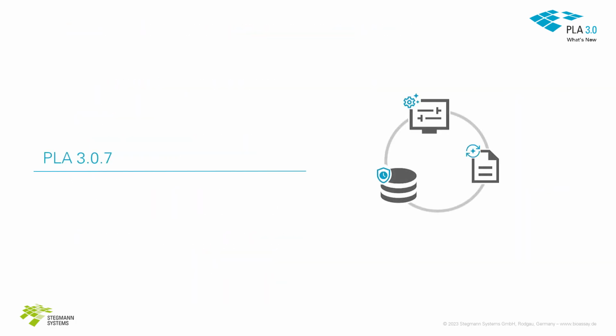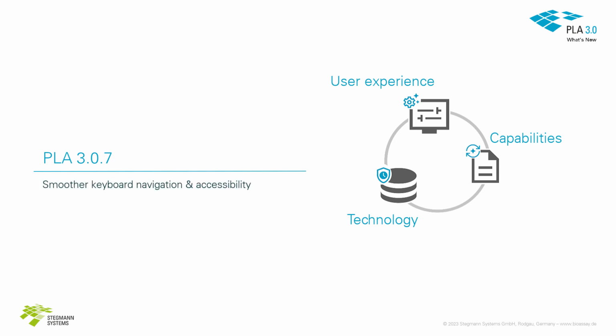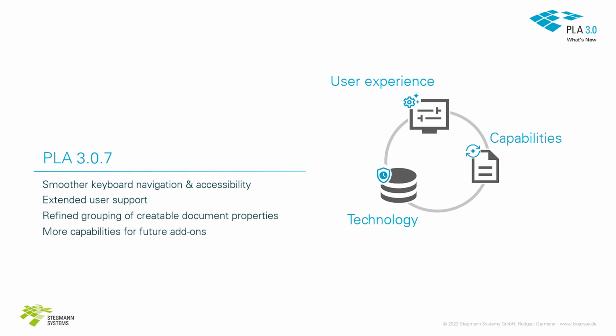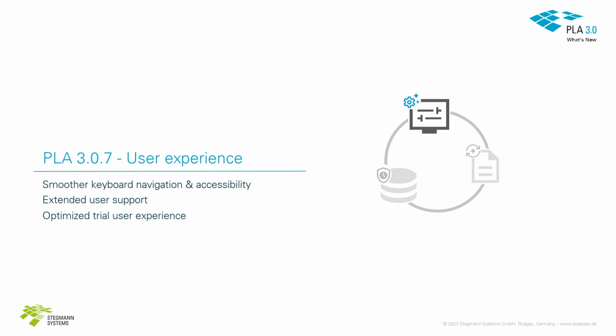PLA 3.0.7 provides many updates to the user experience, the capabilities, and the technology of the software. The key features of this version include smoother keyboard navigation and accessibility, extended user support, refined grouping of creatable document properties, more capabilities for future add-ons, new database connection options, and more. PLA version 3.0.7 offers several additions and improvements for a seamless and convenient experience with the software.